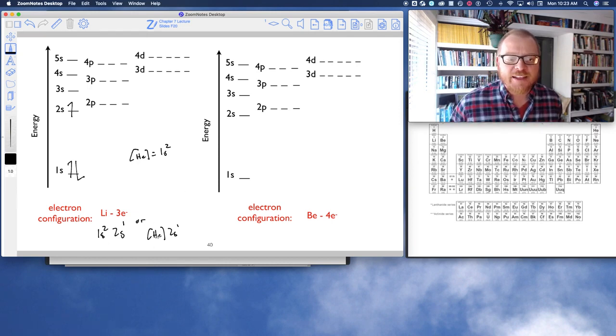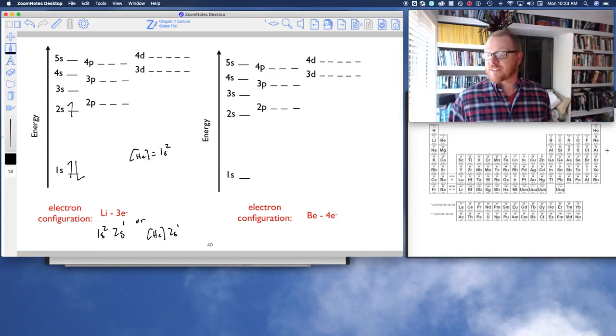As you can see, for helium it doesn't really do much for us because it's just as easy to write 1s2 as it is to write helium. But as we get into the heavier elements, like iron or rubidium, this noble gas configuration becomes a lot more useful, as you will see.